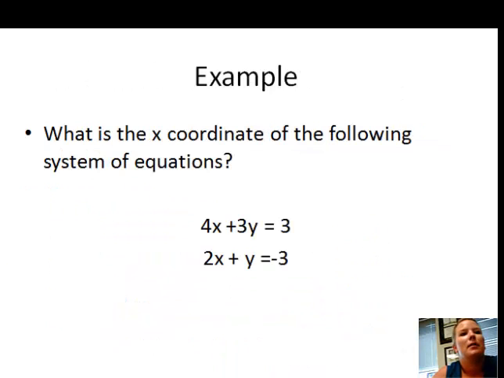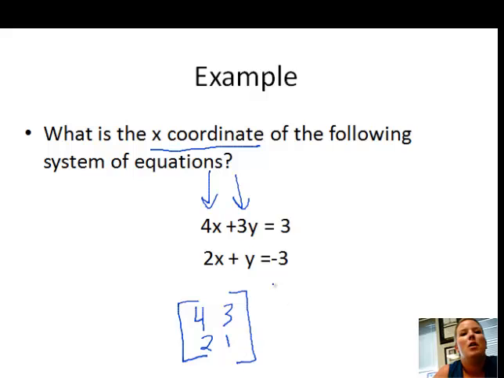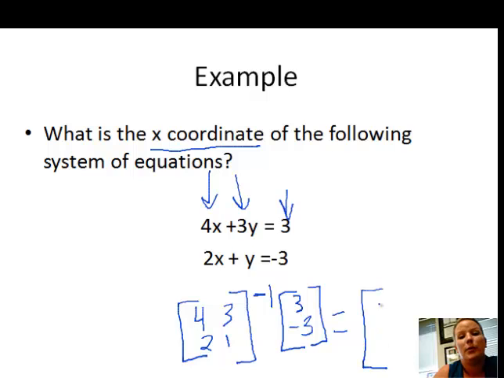Alright, so let's do an example. So, we want to know the X coordinate of this matrix. So, we take the coefficients from here and here, and we put them in a matrix. So this is going to be a 2 by 2 because we have 2 rows, 2 columns. We then raise it to the negative 1 and multiply it by the answer column, which would be 3, negative 3.